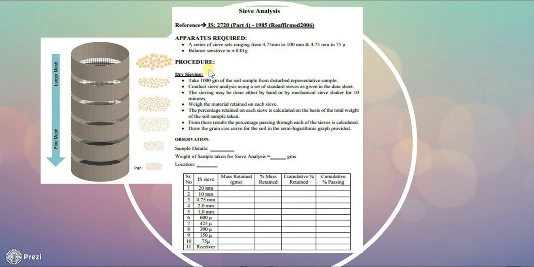Let us understand the procedure. Take 1000 gram of soil sample from disturbed representative sample. Conduct sieve analysis using a set of standard sieves as per given in the data sheet. Data sheet is shown here. The sieving may be done either by hand or mechanical sieve shaker for 10 minutes. Weigh the material retained on each sieve.